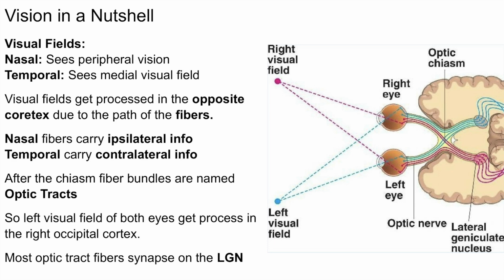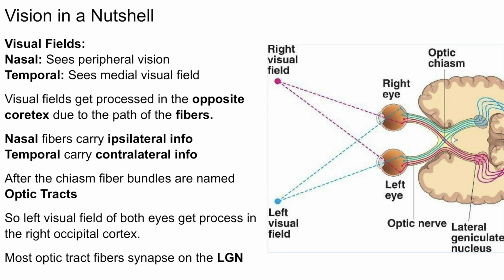Now tie it back to function. The brain doesn't care about left eye versus right eye. It cares about left space versus right space. And that's why the system is wired the way it is. It combines input from both eyes into a single visual representation of each half of the visual world.